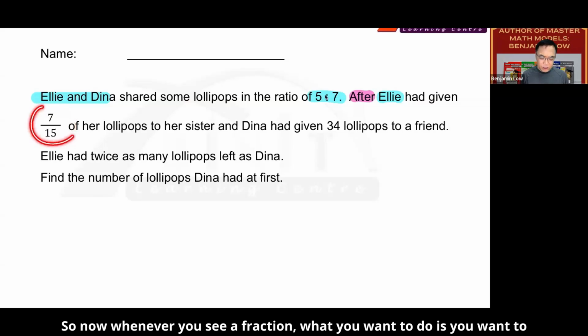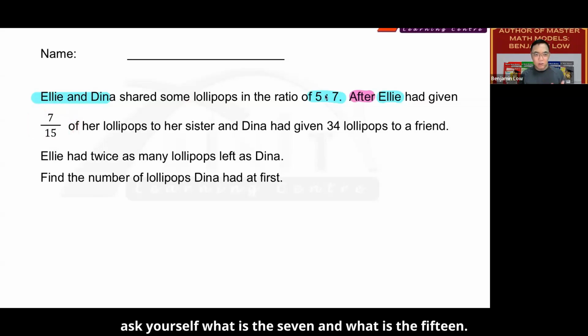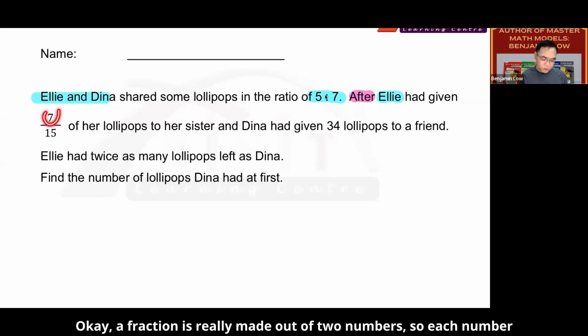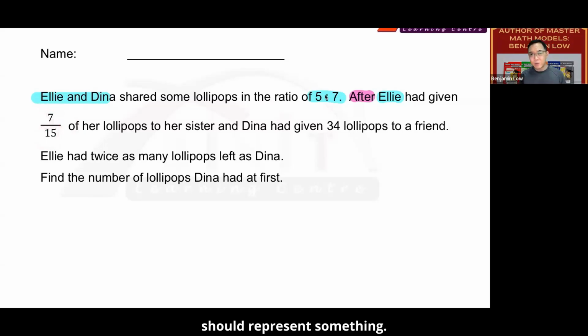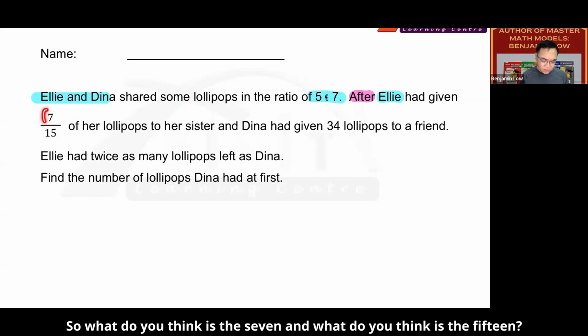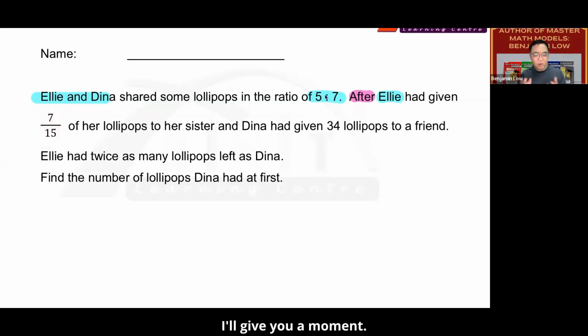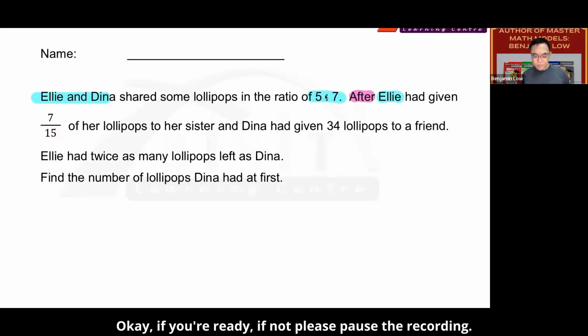So now, whenever you see a fraction, what you want to do is break it up and ask yourself, what is the 7 and what is the 15? Okay, a fraction is really made out of two numbers, so each number should represent something. So what do you think is the 7 and what do you think is the 15? I'll give you a moment. Okay, if you're ready. If not, please pause the recording.